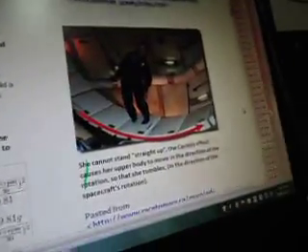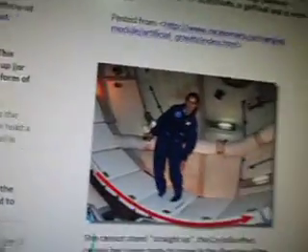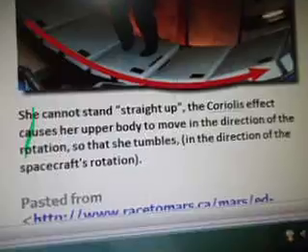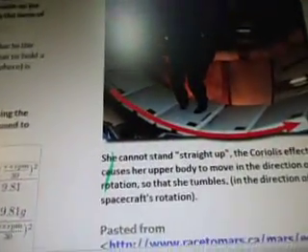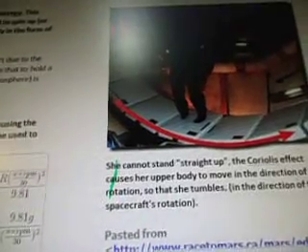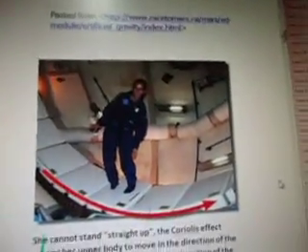So this astronaut can't stand up straight. She cannot stand up straight because of the Coriolis effect. It causes her upper body to move in the direction of the rotation so that she tumbles in the direction of the spacecraft's rotation. So basically she can't stand up straight.